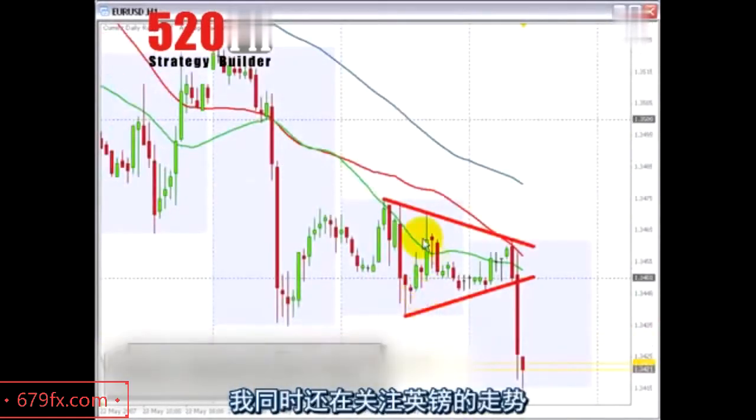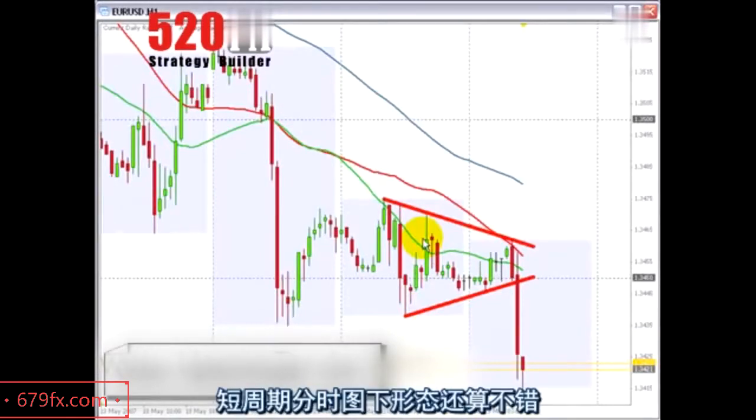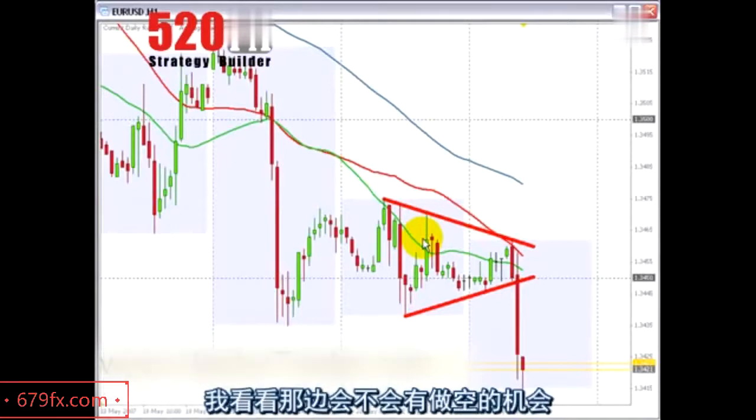I'm following right now the sterling pound. Actually, it kind of looks nice to the short side. I will see if I get a signal to base my short entry on.